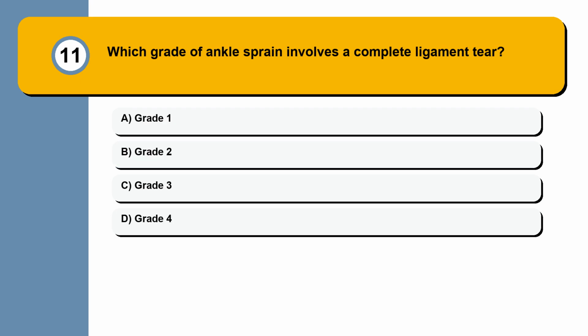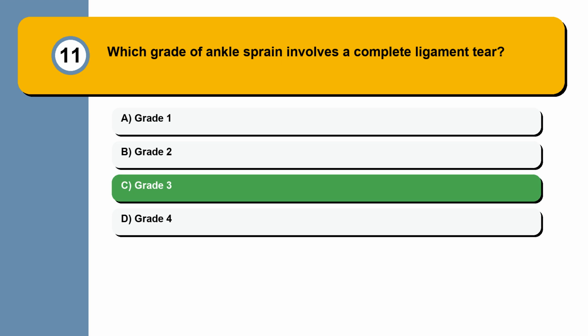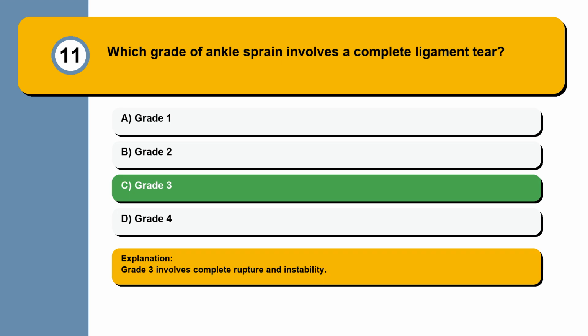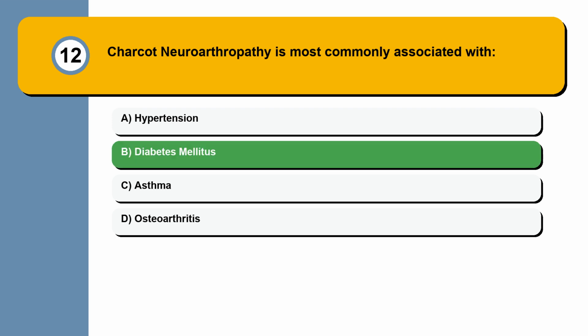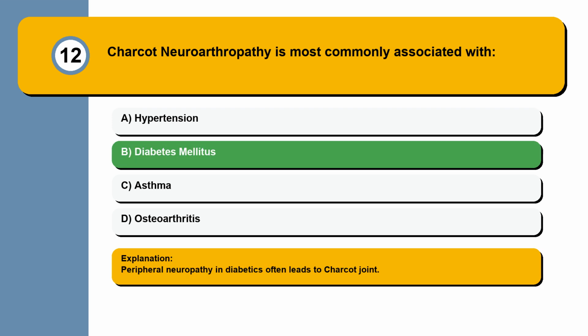Question 11. Which grade of ankle sprain involves a complete ligament tear? Grade 1, Grade 2, Grade 3, Grade 4. Grade 3 involves complete rupture and instability. Question 12. Charcot neuroarthropathy is most commonly associated with hypertension, diabetes mellitus, asthma, osteoarthritis. Peripheral neuropathy in diabetics often leads to Charcot joint.